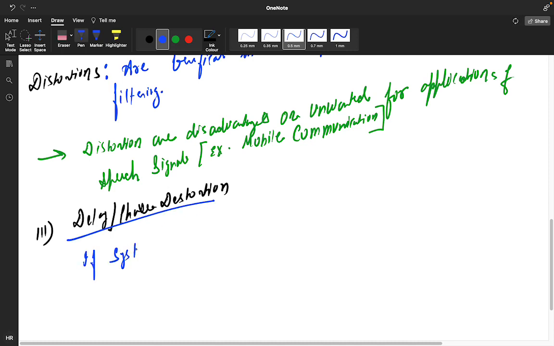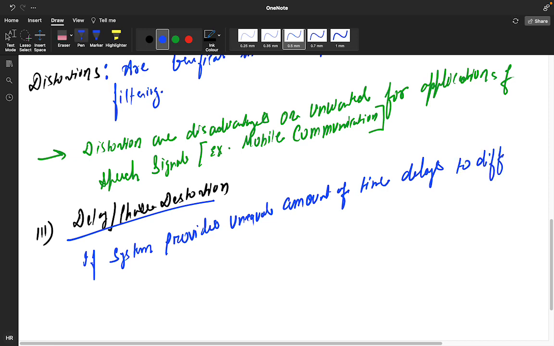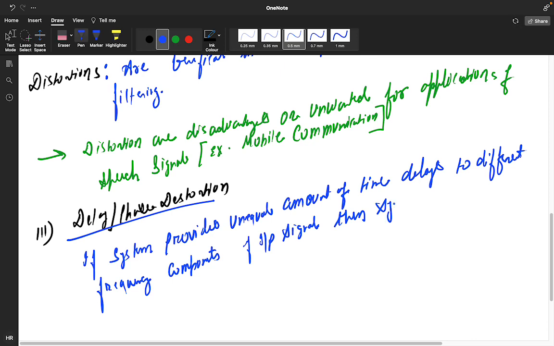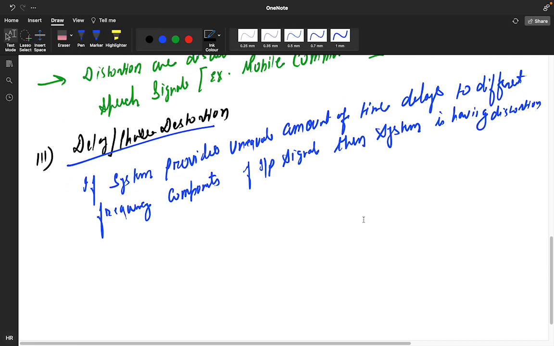If a system provides unequal amounts of time delays to different frequency components of the input signal, then the system is having distortion. So if a system provides unequal amount of time delay, what is the meaning of this? Unequal amount of time delay to different frequency components.